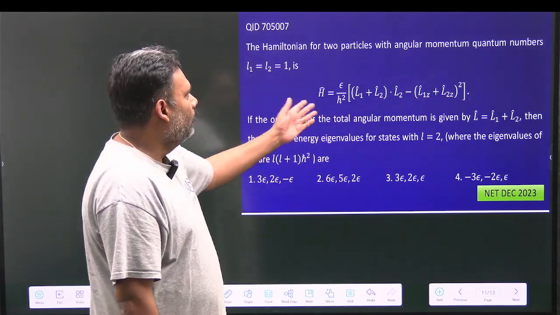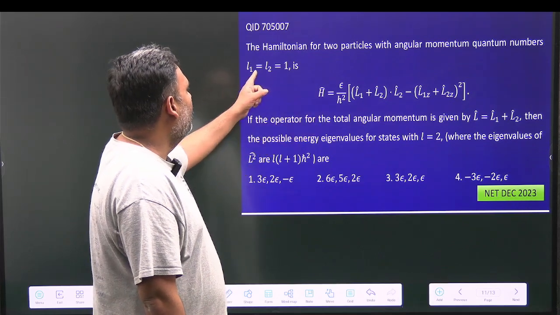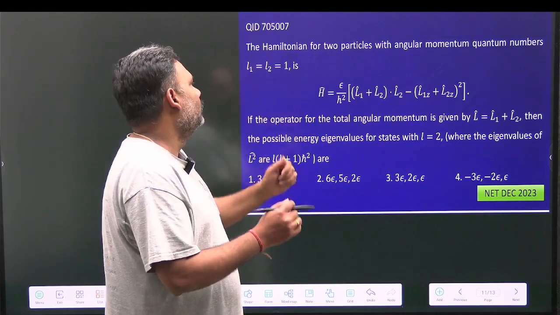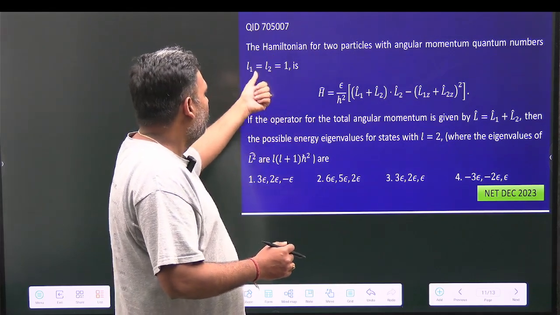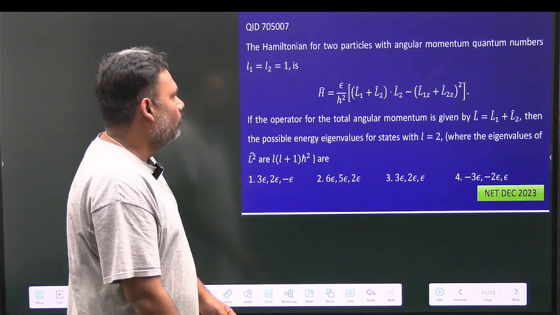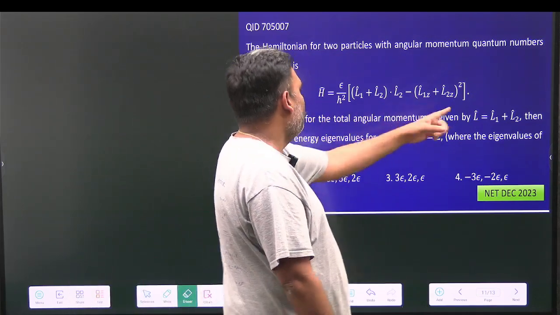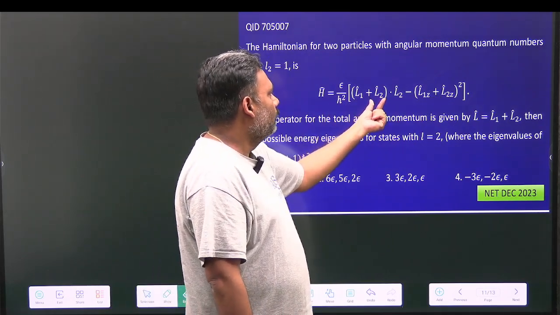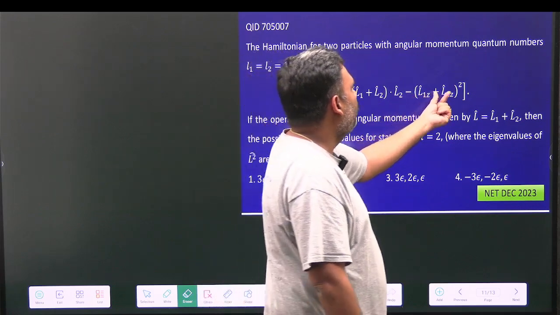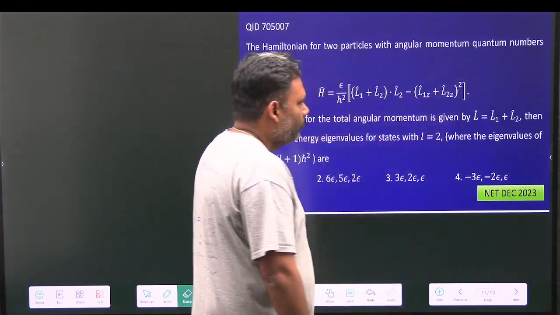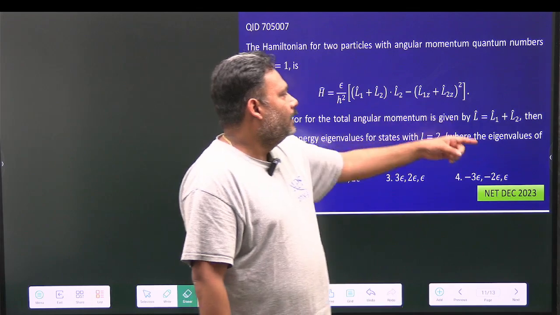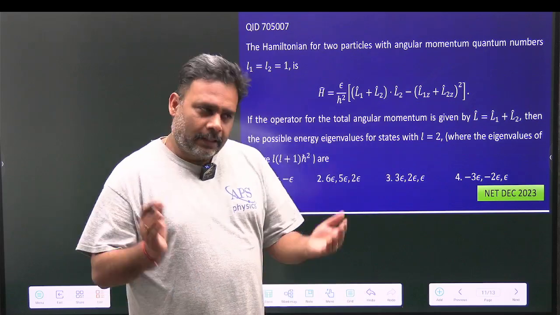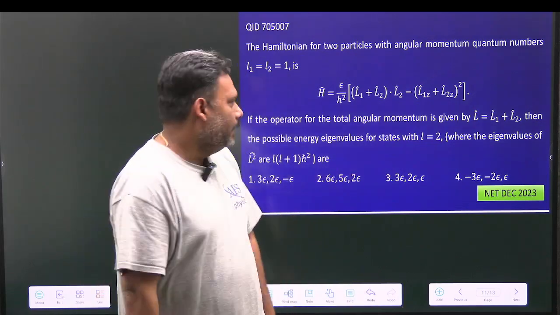So this is the Hamiltonian for the two particle system. L1 is equal to L2 is equal to 1. So you have a two particle system with angular momentum quantum number given, that is 1 for both particles. The Hamiltonian is given, this is a very nice Hamiltonian: (L1 plus L2) dot L2 minus (L1Z plus L2Z) whole square. And we all know that L is nothing but L1 plus L2. So we have a new quantum number that is due to coupling of L1 and L2.